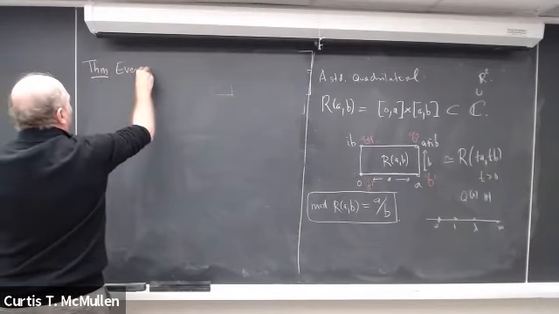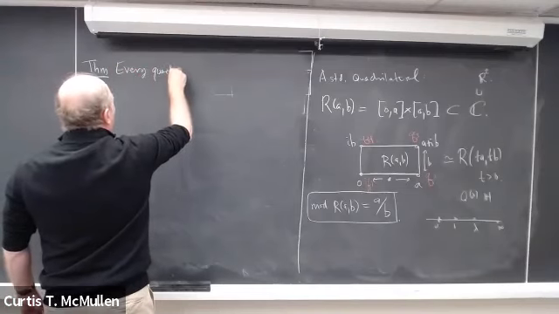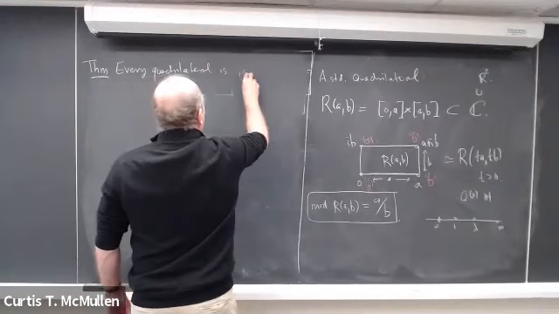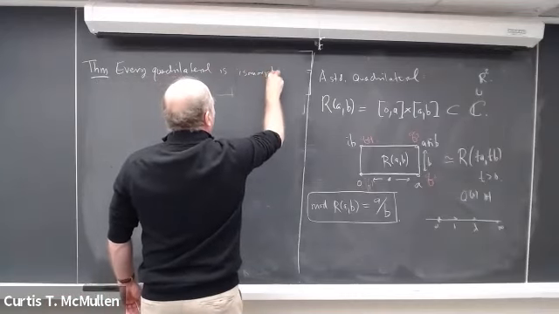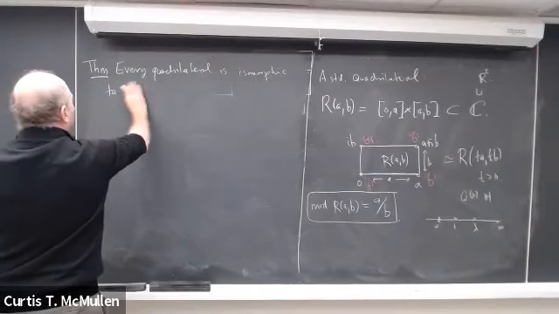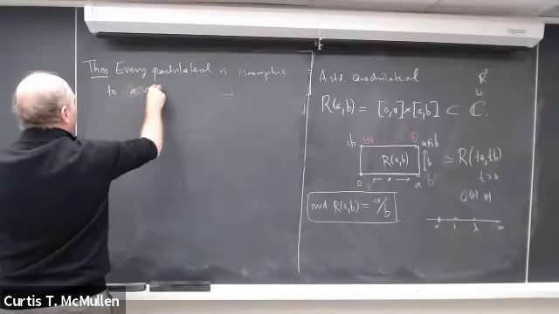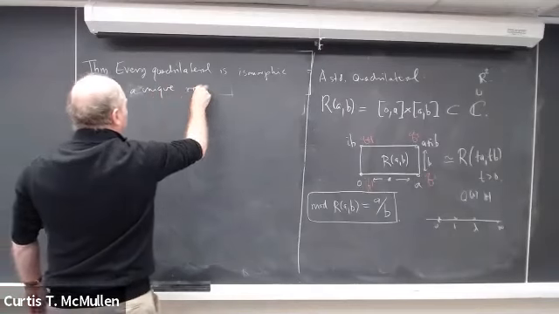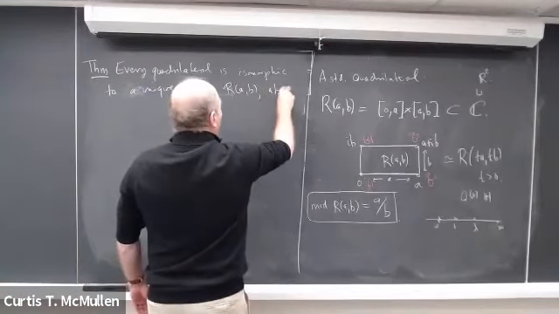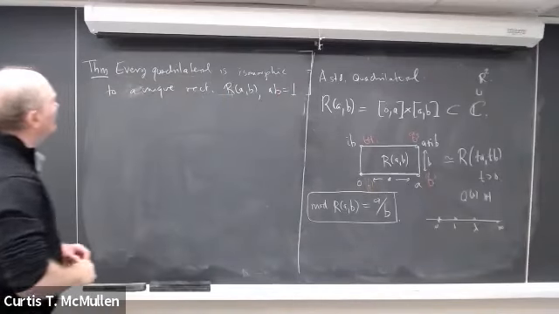Every quadrilateral is isomorphic to a unique rectangle R_AB with AB equal to 1.